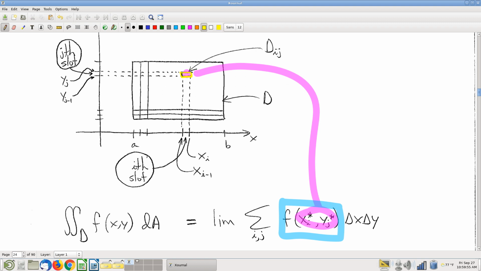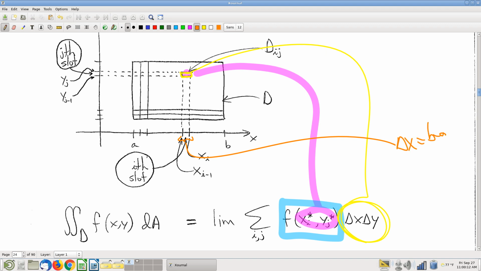Size, how big is that little piece? Well, easy formula. It's delta x times delta y. This is just how wide, that's just b minus a over n, delta x here. And this delta y over here, I'll use red, I guess. That little thickness there, delta y, well, that's just d minus c over n.